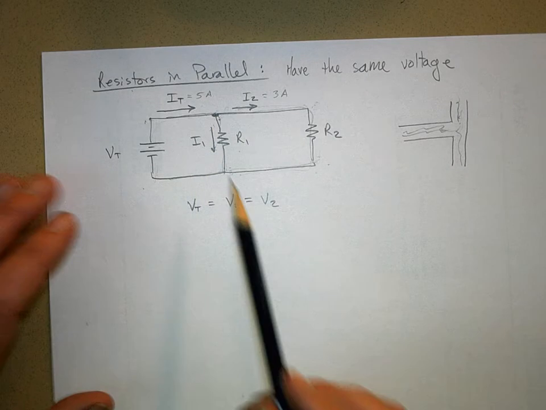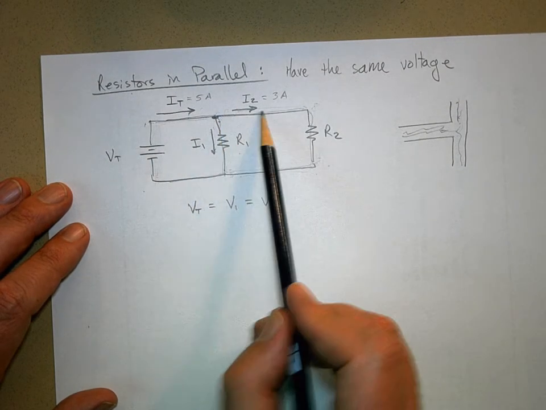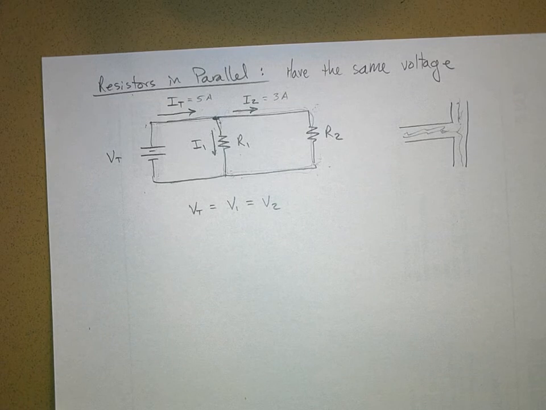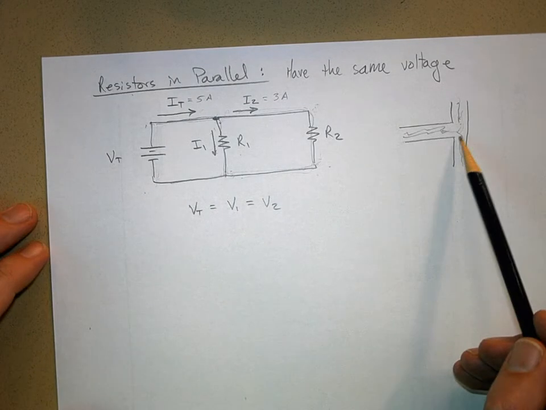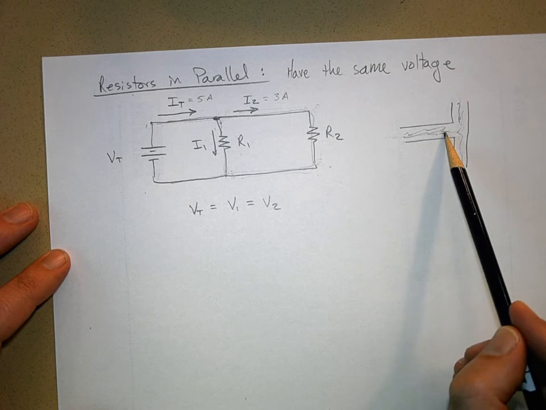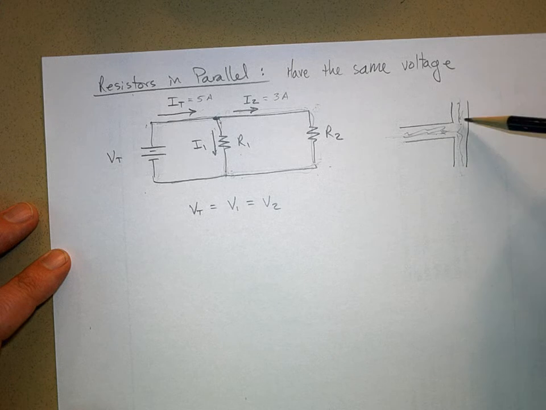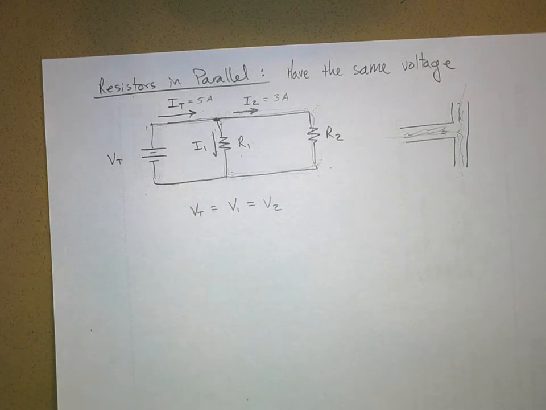The amount of current that goes into this junction has to be equal to the current that comes out of the junction. Doesn't that make sense? If you have water in a hose, 5 gallons per second moving through this hose and 3 gallons per second going through this one, well, you better have 2 gallons per second going through the other one. Otherwise, you got water leaking out somewhere. You got a leak in your hose.